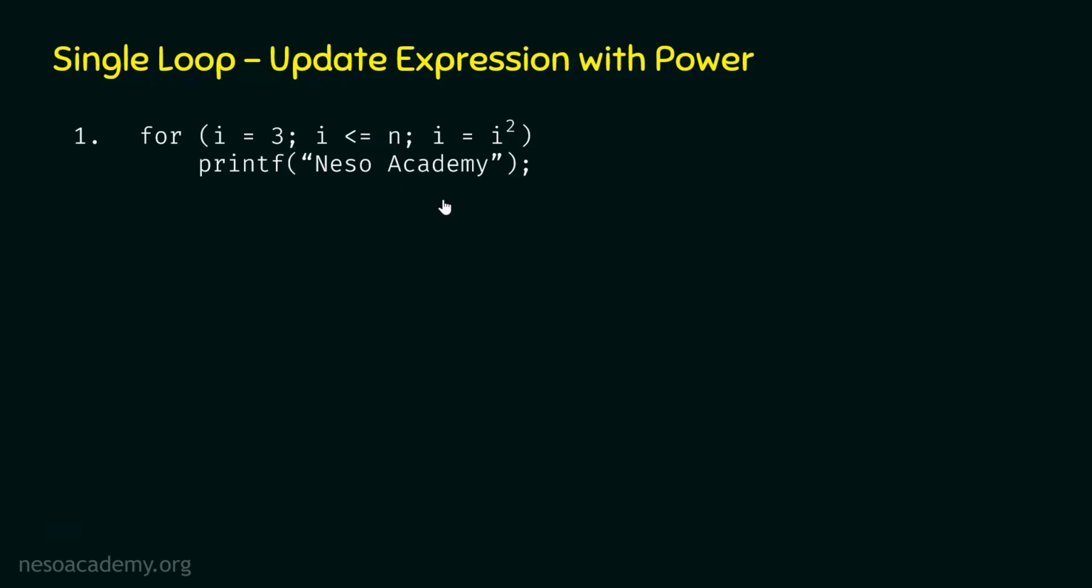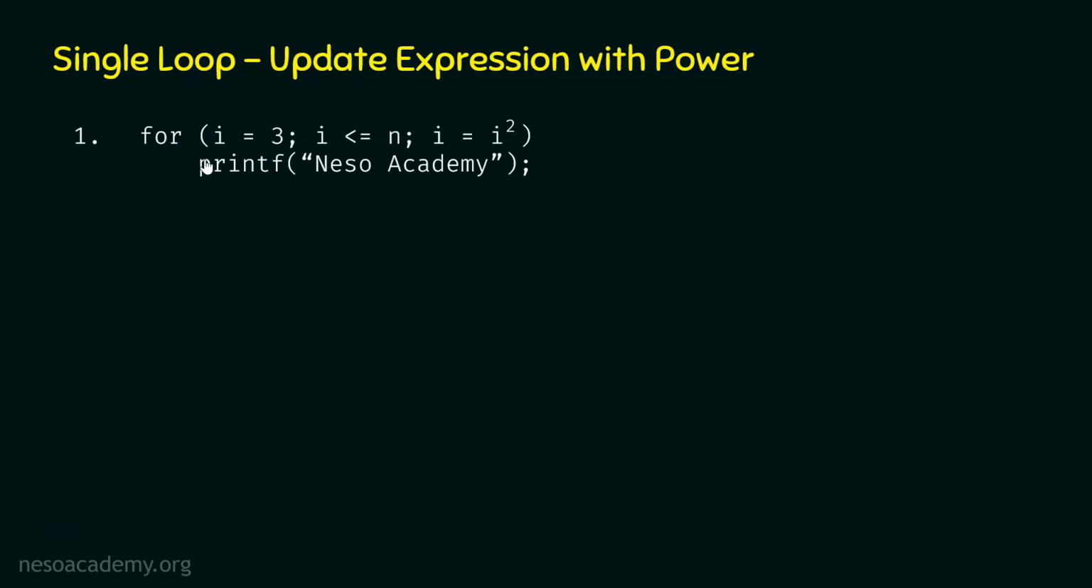In order to find how many times this instruction will execute, we need to analyze each iteration of this loop. In each iteration, we need to carefully observe the value of I. We need to observe the pattern in different values of I, and this will give us the number of times this statement will execute. And eventually, we will get the time complexity of this loop. So let's do the analysis.